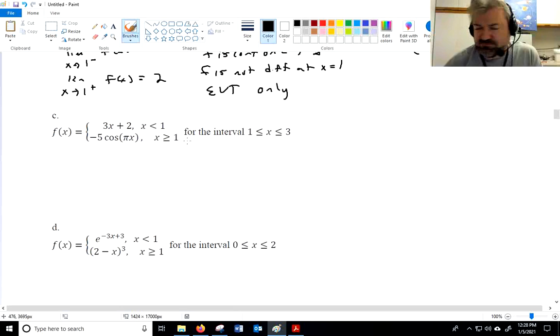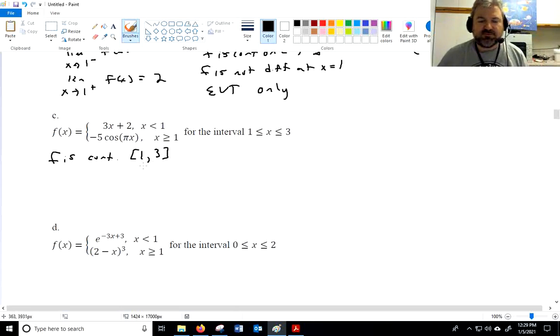Ooh, got another little piecewise defined monster here. Okay, first let's check for continuity. This is the cosine, or let's do the top branch here. You know, the limit from the left is 5. The limit from the right, well, the cosine of pi times 1 is cosine of pi is negative 1, and a negative 1 times a negative 5 is a positive 5. So it's continuous. So f is continuous on the interval from 1 to 3. Well, what about differentiability?